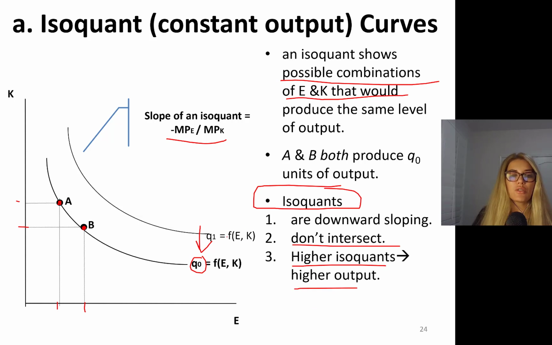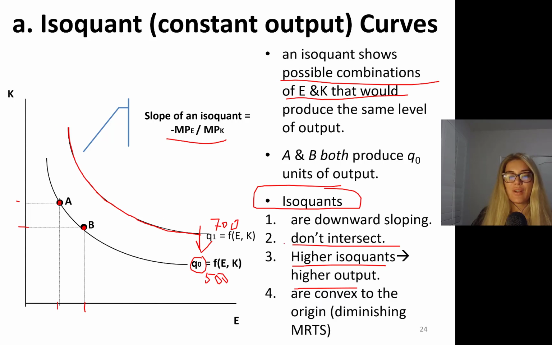So imagine another isoquant Q1. If this is 500 cars, this is going to be, I don't know, 700 cars. All these points on this new Q1 show different combinations of capital and employment that produce the same level of output. This was almost perfect outlining. It's pretty hard. All right.